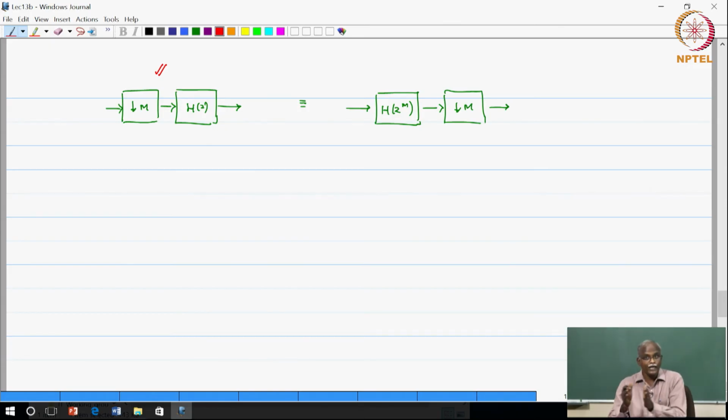Okay. Now, go back and look at it: whenever we want to do anti-aliasing filtering, it comes out into this form, right. You have to filter first and then downsample. So, if my processing before downsampling can be written as a filter which is H(z^M), something which has the same exponent power as the downsampling factor, then I have a very efficient implementation.